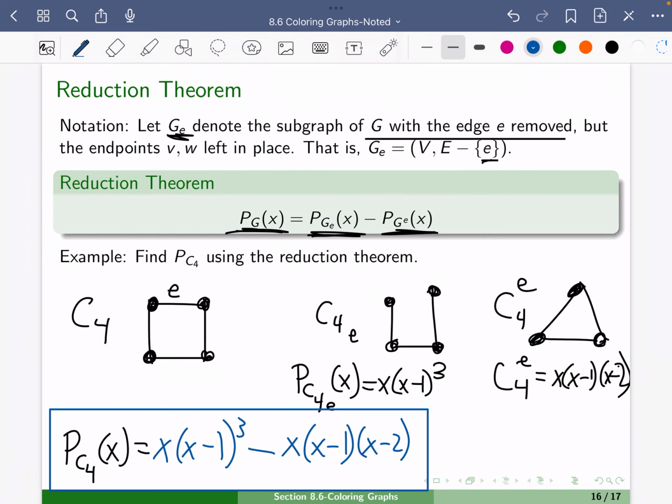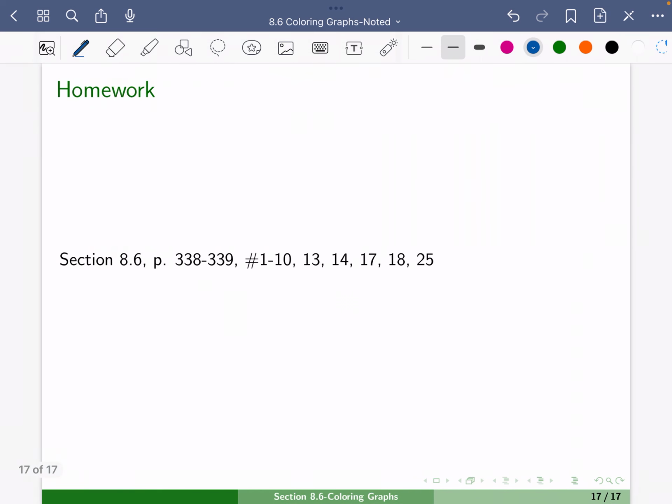Fantastic. So that's our last new thing. As homework, you have this mess. And so you can try those on your own.